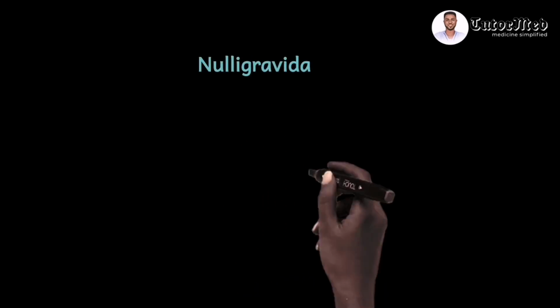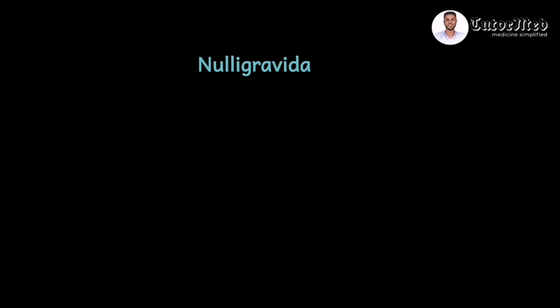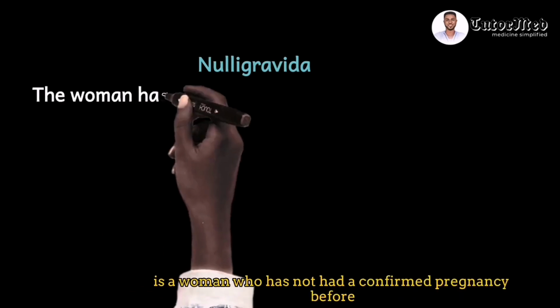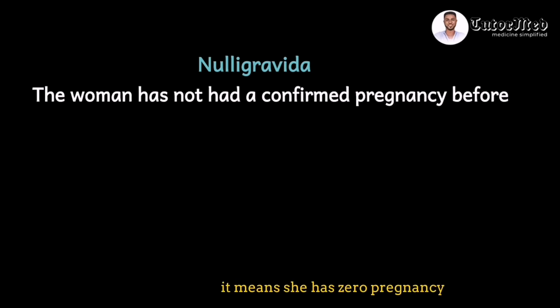And so on this slide, let's briefly explain some terms associated with gravidity. The first term is nulli gravida. Now, null is an English word meaning empty or zero. So a nulli gravida is a woman who has not had a confirmed pregnancy before. It means she has 0 pregnancy.